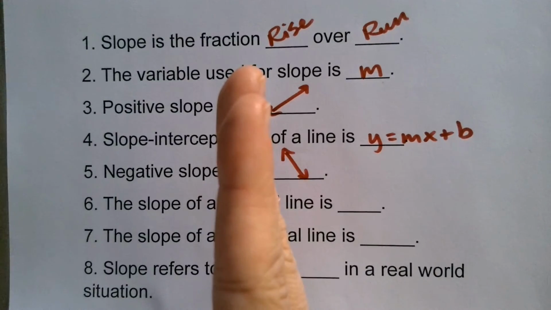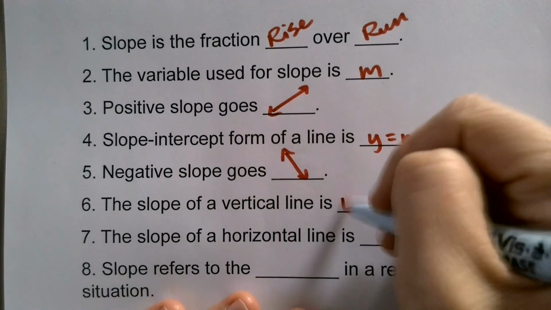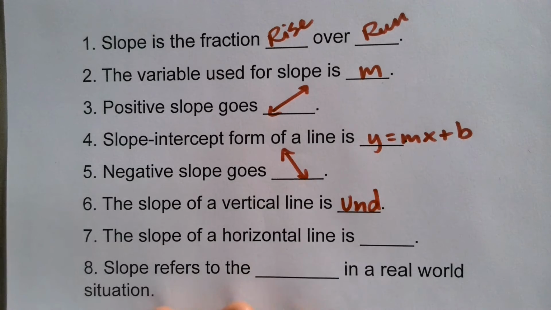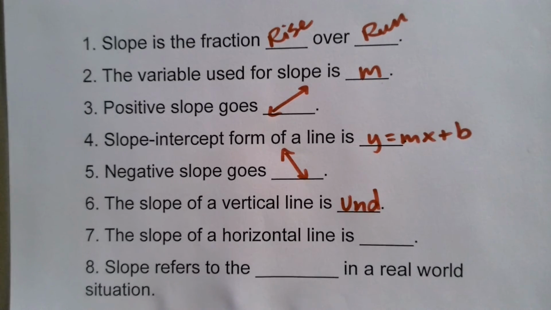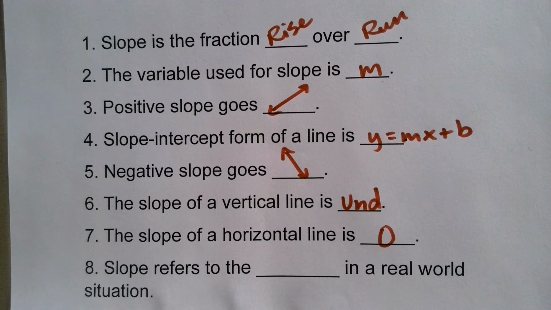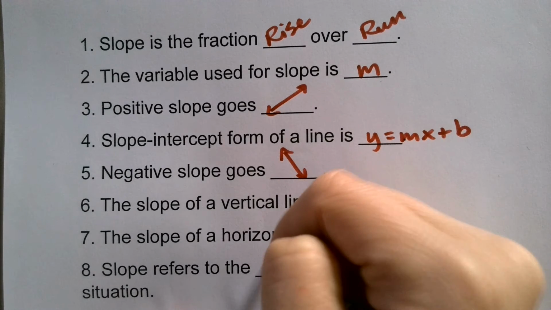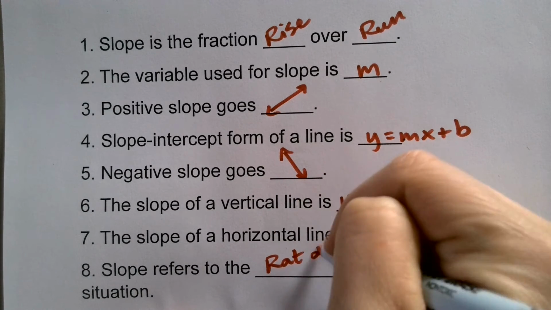If you're skiing on this, you are not skiing anymore. Now you are falling. So this is undefined. That is our undefined slope, which we'll look at a little bit more closely in a minute. Your horizontal is going to be 0. And then whenever we're talking about a real world situation, we're talking about the rate of change.